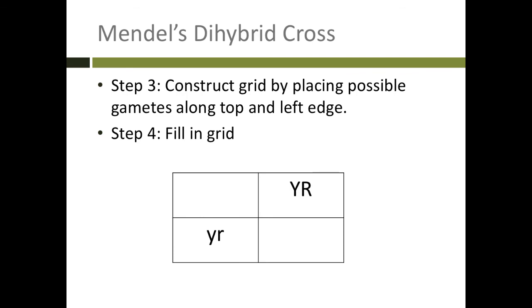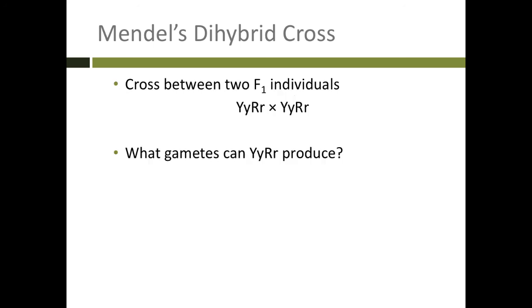Our third step is to construct our grid. This one is pretty easy because each gamete only has one possibility for the alleles that it will contain. The F1 generation is going to be 100% heterozygous for both traits. The phenotype is 100% smooth and yellow because those are dominant, and all of the possible offspring have at least one dominant allele. Now we can cross the F1 generation.